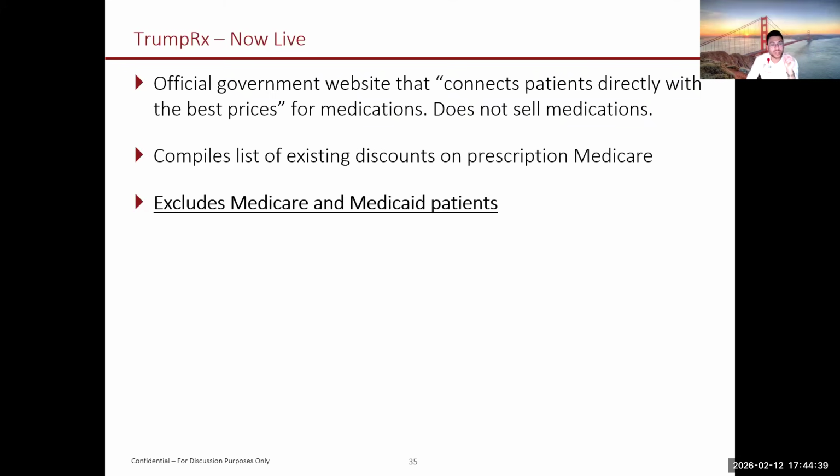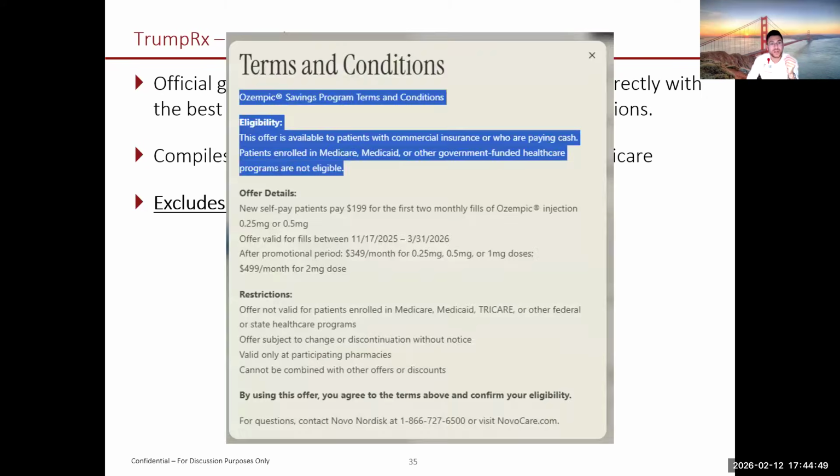Very important to note, it excludes Medicare and Medicaid, which is a bit unfortunate because, to be honest, that is where we see, especially in Medicare, a bulk of the difficulty with affording medications. So very explicitly, when you look at the terms and conditions of the offers available on Trump RX, it will say that these offers are only available to patients with commercial insurance or who are paying cash. Patients enrolled in Medicare, Medicaid, or other government-funded healthcare programs are not eligible.